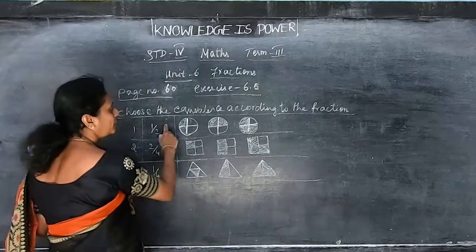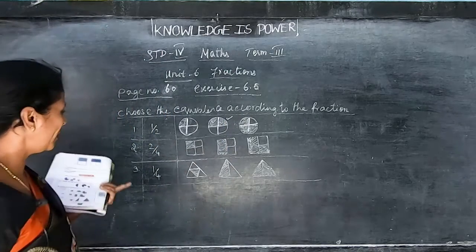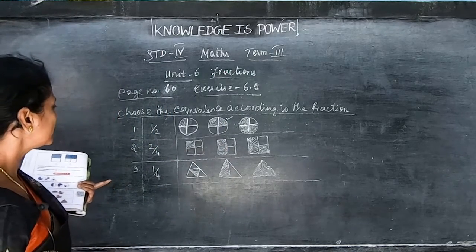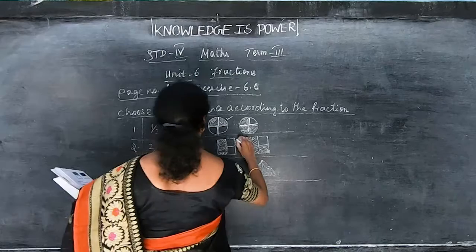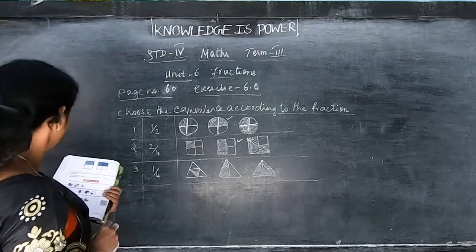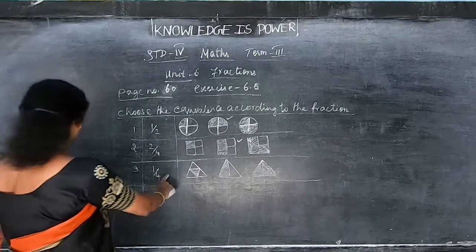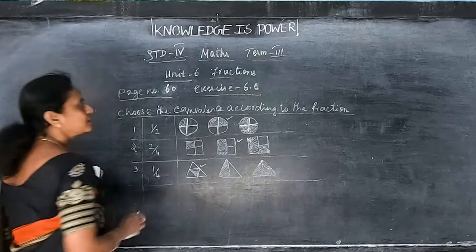This is 1 by 2 and this is 2/4. So this one you can take. And 2 by 4. This is the 2 by 4. Okay, this is the 2 by 4. And this one next one is 1 by 4 and this is the equivalent.